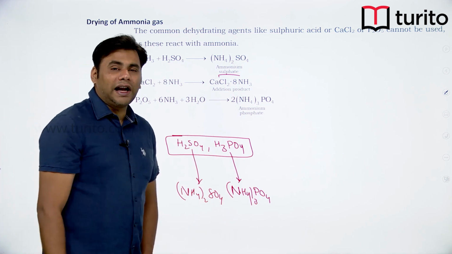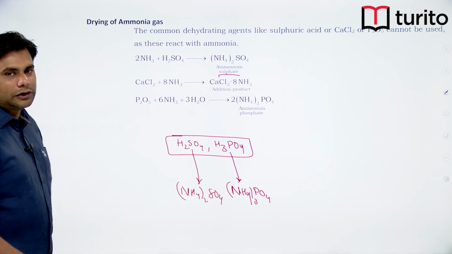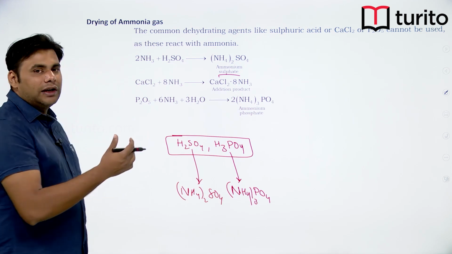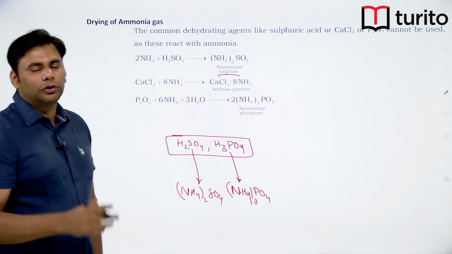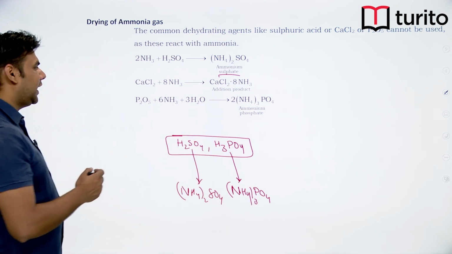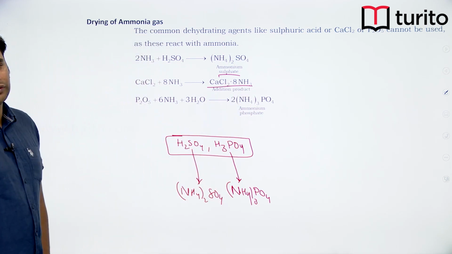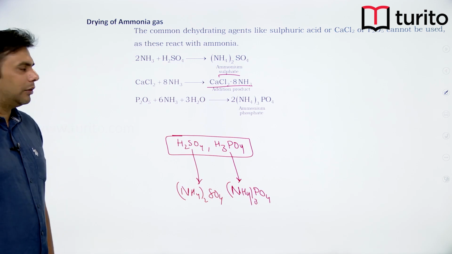Now we know that calcium chloride is also a very good drying agent. But it is also not taken, because when you try to dry ammonia, the water should be removed and ammonia should be free of moisture. But what happens when you take calcium chloride? Calcium chloride forms an adduct or an addition product, CaCl2.8NH3. In many texts it is also written CaCl2.2NH3.